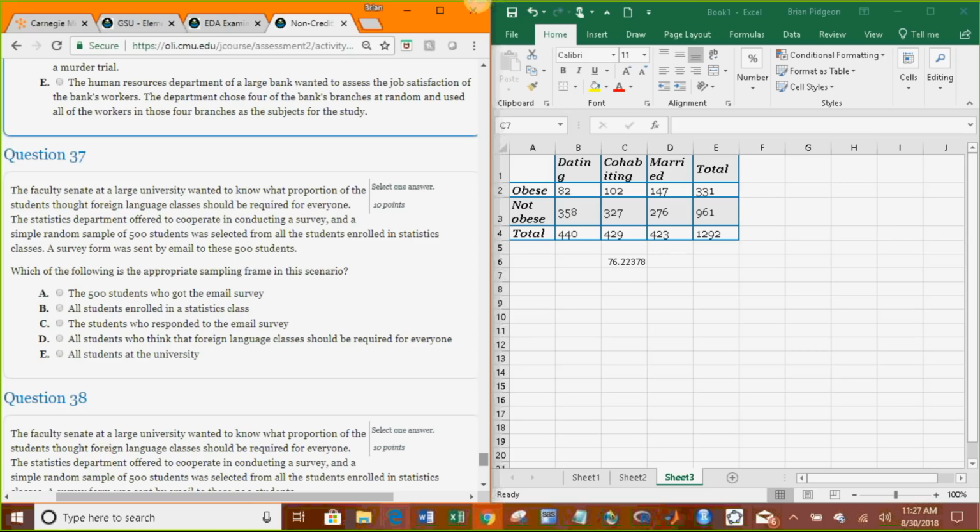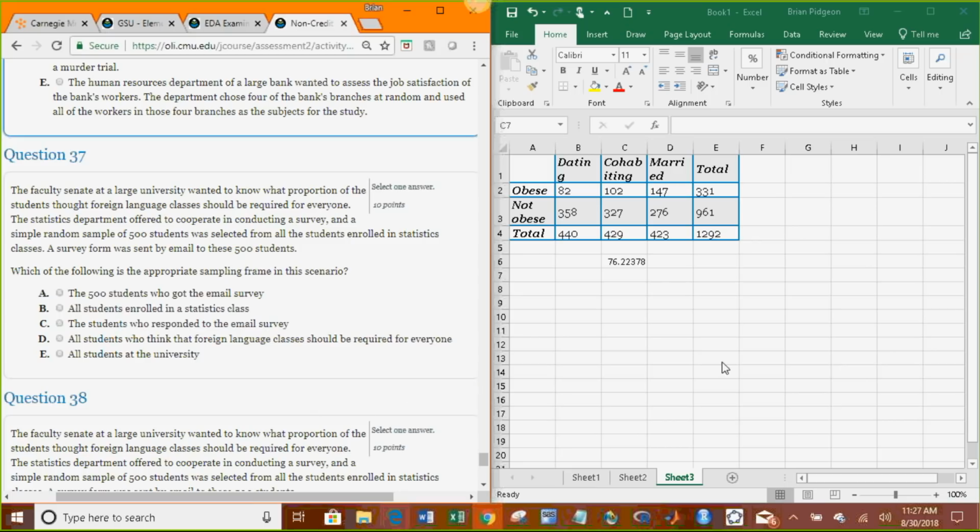So we are looking at a simple random sample of 500 students from all students enrolled in statistics. So our sampling frame here is going to be the 500 students who got the email survey, all students enrolled in a statistics class, the students who responded to the email survey, all students who think that foreign language classes should be required for everyone, and all students at the university.